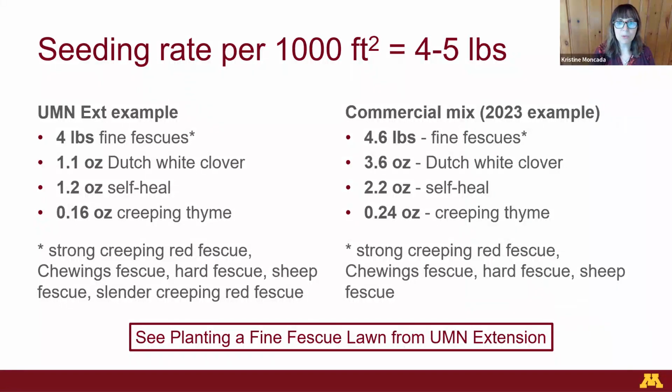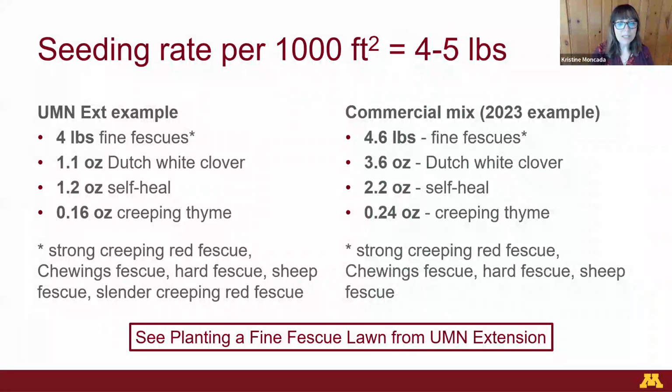But just as a general rule, you can see about 4.5 pounds of fine fescues, a few ounces of the white clover, an ounce or two of the self-heal, and then a very small amount of creeping thyme. That seed is very tiny.